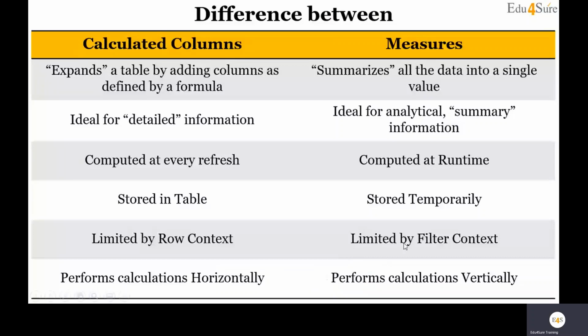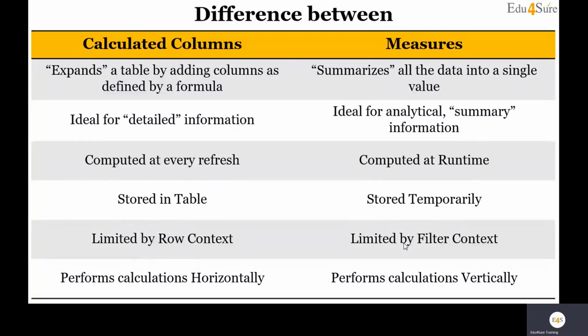So what is the difference between calculated columns and measures? Calculated columns expand a table by adding a column as defined by a formula. Say we have a table where we have two values, one is sales, another one is profit.